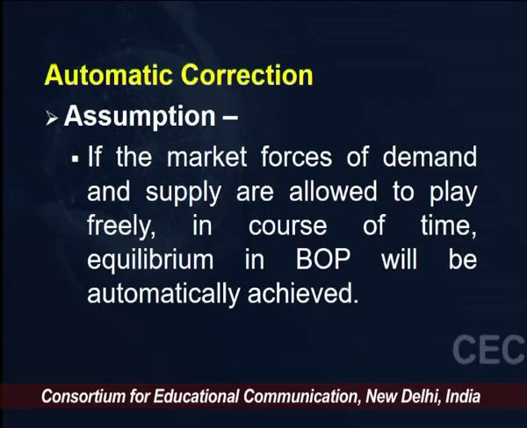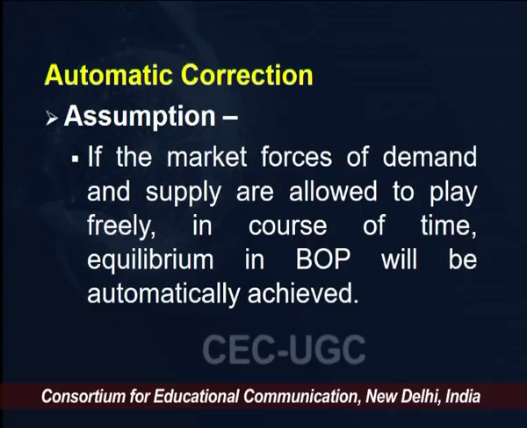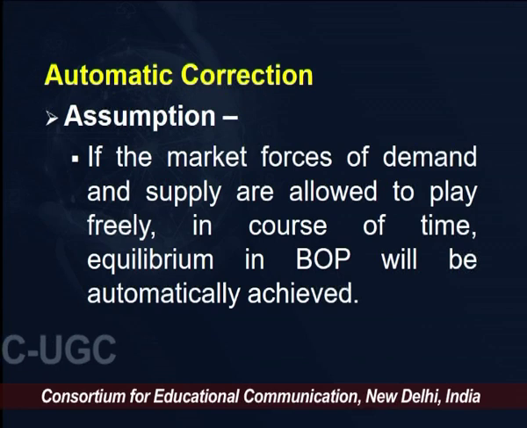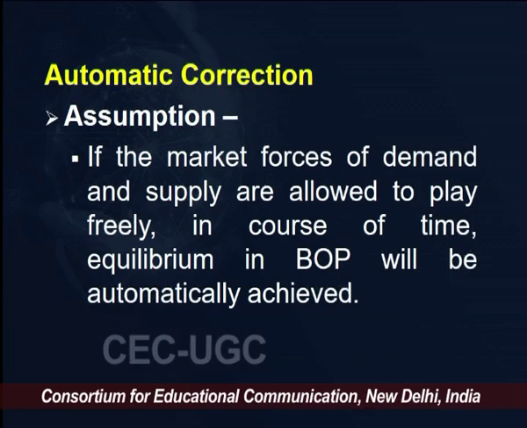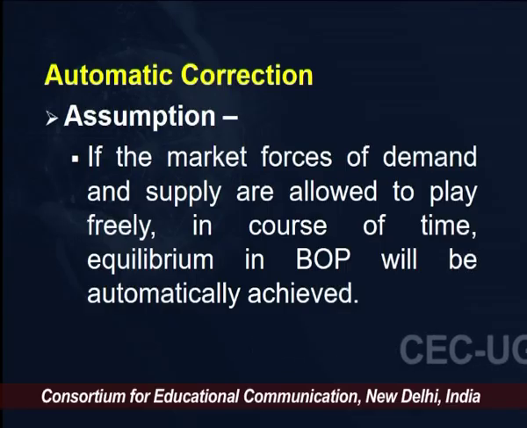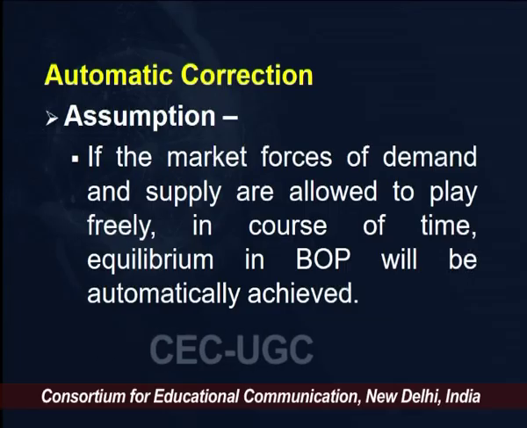Now, what is the assumption behind automatic correction? It means that the government is not taking any action, automatically the market forces are taking care of that, and the equilibrium position will be reached. So, if the market forces of demand and supply are allowed to play freely, in course of time equilibrium in balance of payment will be automatically achieved. So, this is the assumption behind automatic correction.